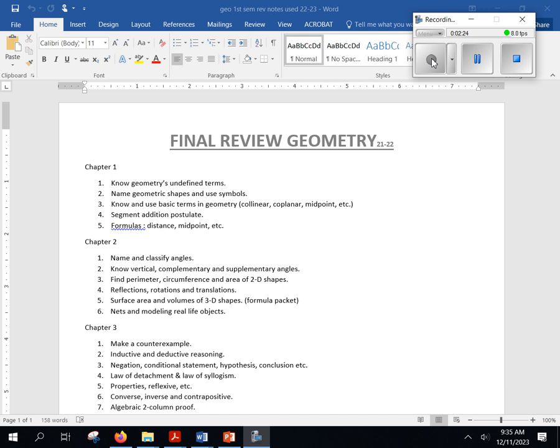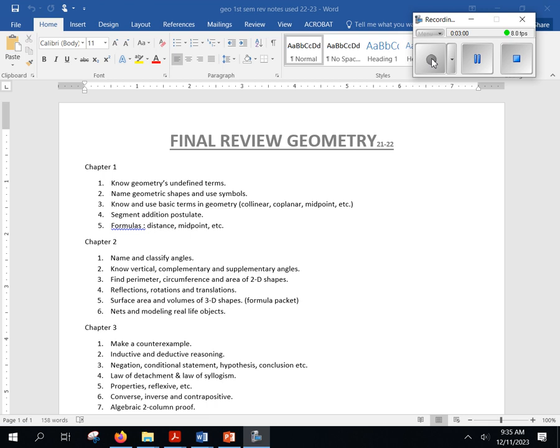Be able to find the perimeter or circumference and area of any 2-dimensional shapes. Perimeter is, again, what? How do you find the perimeter of a shape? Add up all the sides. Circumference is for a circle. Then area. Make sure you know those formulas. What's the formula for area of a rectangle? Length times width, or base times height. Don't make that harder than it is. That's something you should have already known.